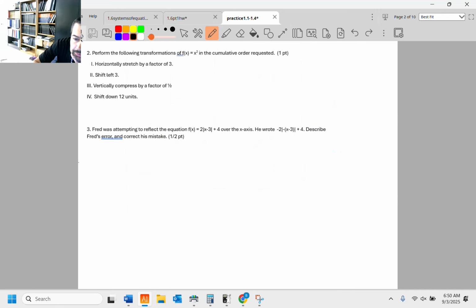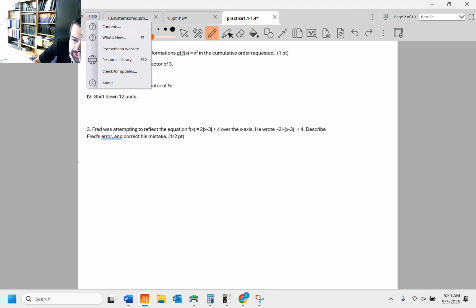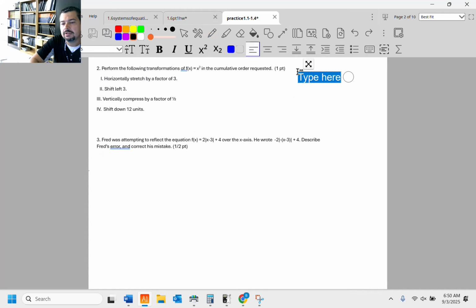Alright, 2. Perform the following transformations of f of x equals x squared in the cumulative order requested. Horizontally stretched by a factor of 3. So again, let's take the long route here and let's talk about our transformation forms. It's a f of b times x minus h plus k. Now if I talk about horizontally stretching by a factor of 3, I want it to be 3 times as wide. b is actually 1/3.